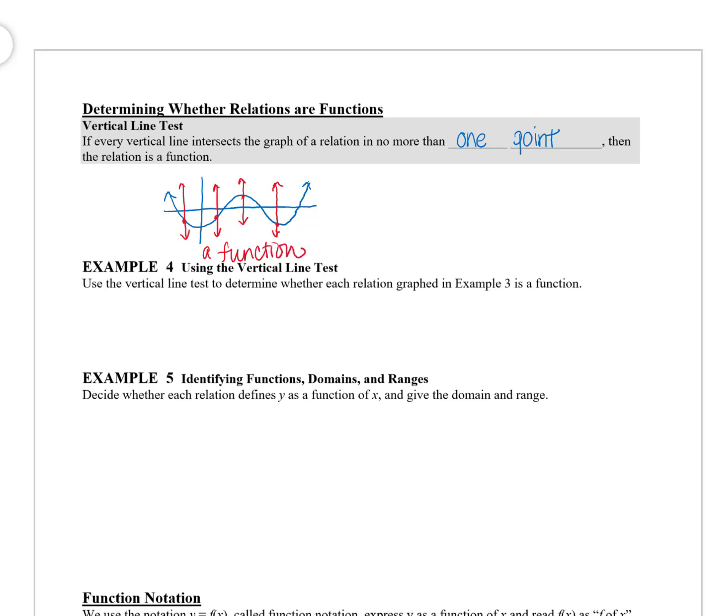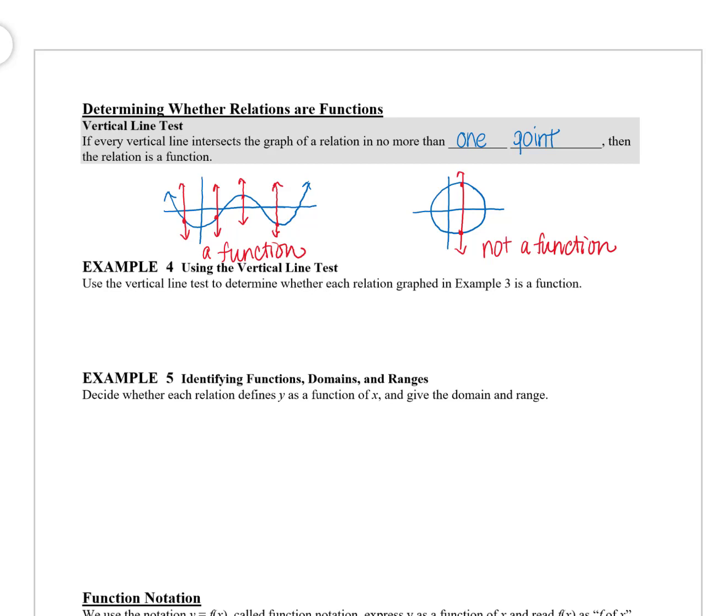Another example, let's draw a circle, and this is not a function, and the reason why is, do you see how you could draw a vertical line that passes through the graph in more than one point? So this is not a function. So if you can draw any vertical line that passes through the graph in more than one point, then it's not a function.